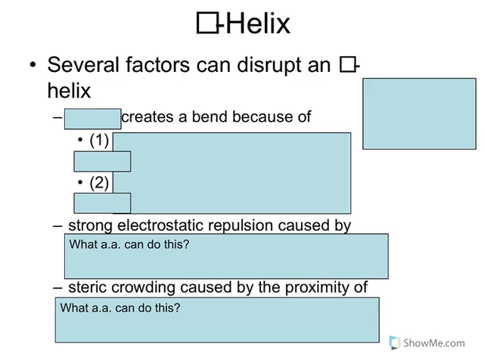And then, I'm going to give away all the answers on this one. You can also have strong electrostatic repulsion, which is just a fancy way of saying positive charges repelling with positive charges, or negative charges repelling with negative charges. So if you have two positively charged side chains right next to each other, they're going to repel. Or two negatively charged amino acids right next to each other, they're going to repel each other. And because of that, it can cause distortion of the alpha helix.